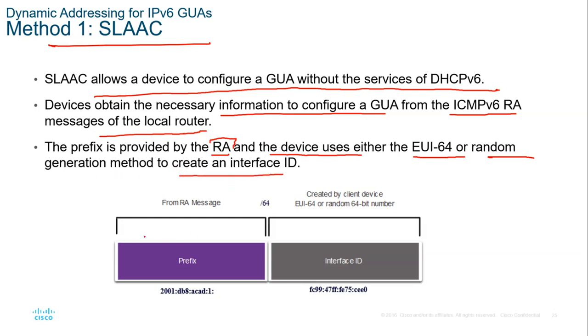The router will provide the prefix, and the interface ID is going to be either randomly generated or from the extended unique identifier. The extended unique identifier is generated from the MAC address. But when it comes to randomly generated, it depends on the operating system. So it's the operating system that generates that address.